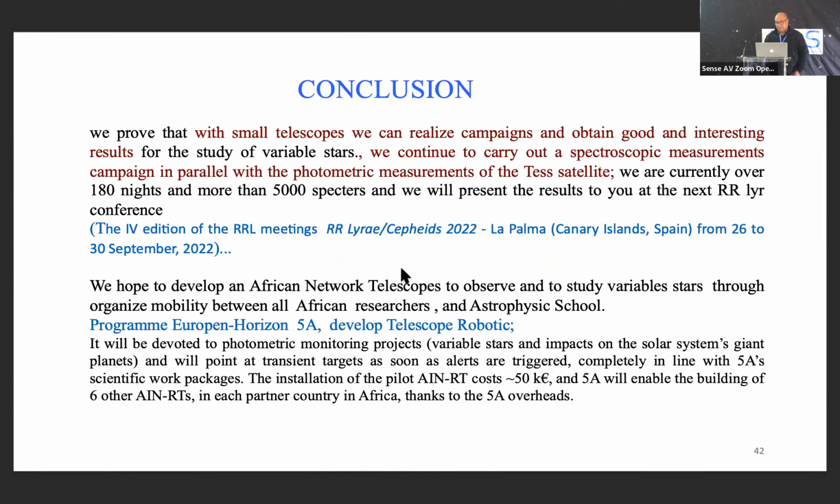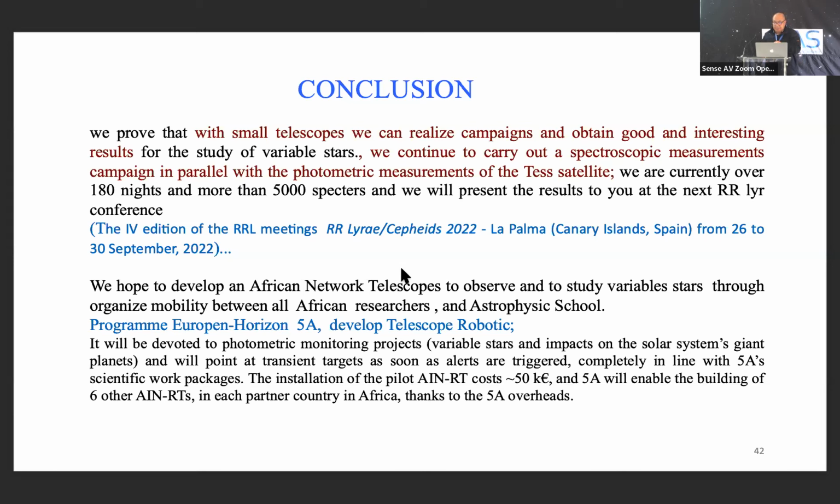In conclusion of this study of two-star variable, we prove that with a small telescope we can really combine and obtain good and interesting results for the study of variable stars. We continue to carry out spectroscopic measurement combined in parallel with photometric measurement, and we compare now to the data of test satellite. And we have a lot of nights to analyze.